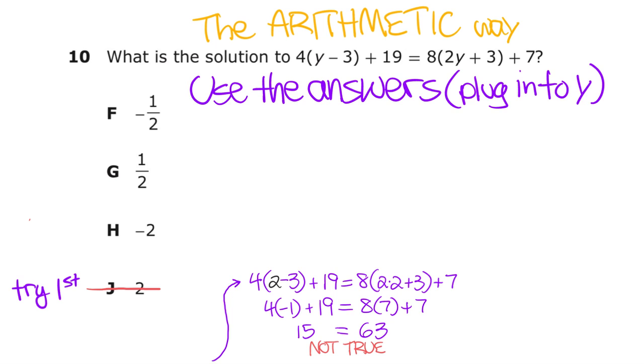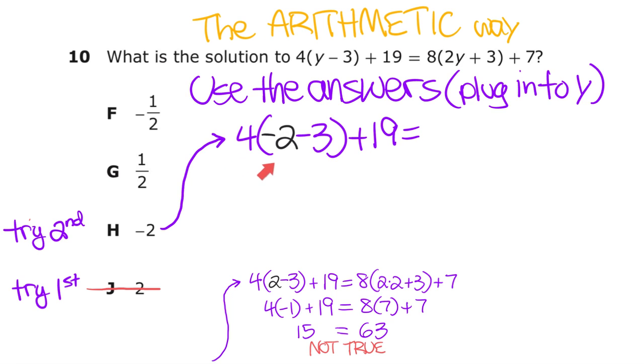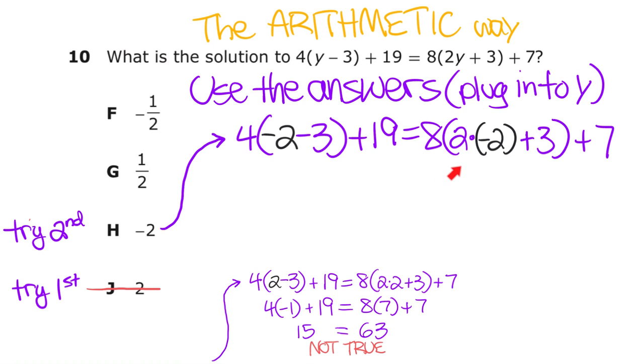The next best one is negative 2. Replacing y with negative 2 gives us 4 quantity negative 2 minus 3 plus 19 on the left. Then 8 quantity 2 times negative 2 plus 3 plus 7 on the right. You might have been inclined to do that step in your head, which is fine. But what I've noticed is that the more students do math in their head, the more likely it is for them to make a mistake.